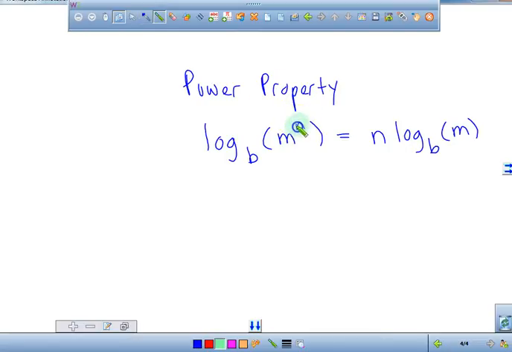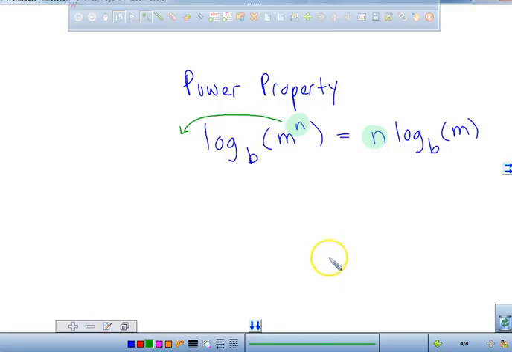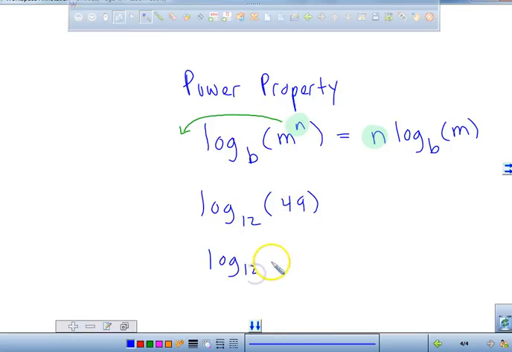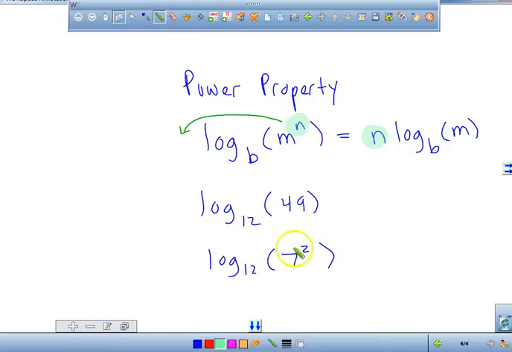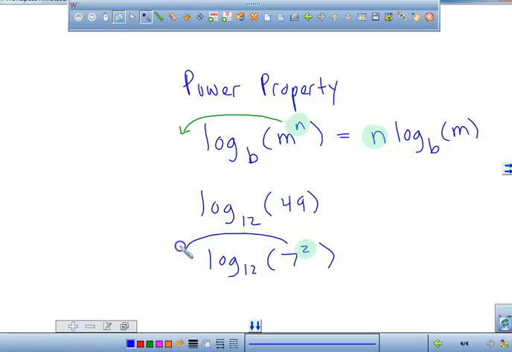I want you to see something. See this n value? What you're allowed to do is you're allowed in a logarithm to take whatever power it is and just bring it right down in front of the logarithm. So here's what we did in our problem. We had the log base 12 of 49, which I could rewrite as log base 12 of 7 squared. What's our power in this particular example? 2, right? Squared.